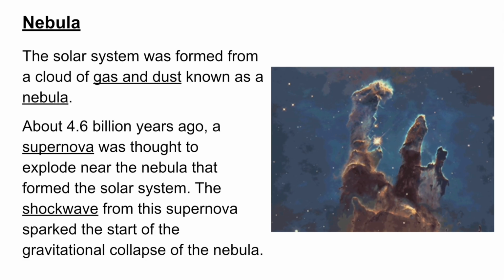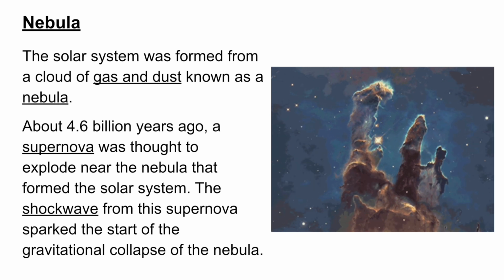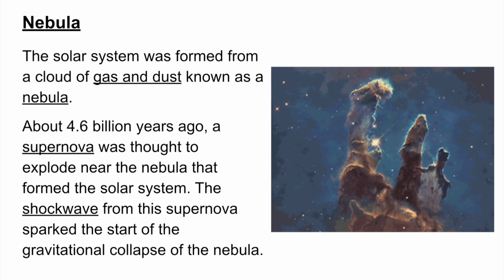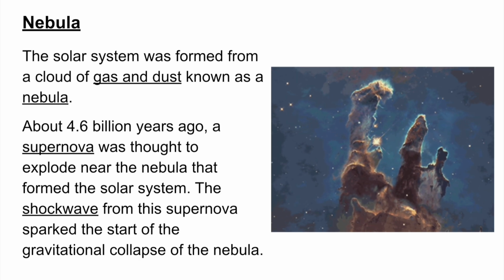So roughly about 4.6 billion years ago, it is thought that a nearby supernova happened and started to move things around in the nebula that formed our solar system. So this big explosion happened nearby, sending what we call a shock wave through the nebula to spark motion inside the nebula.